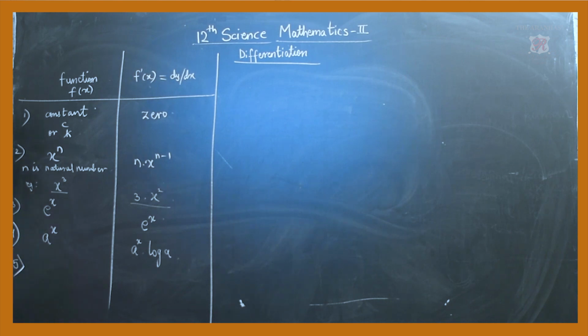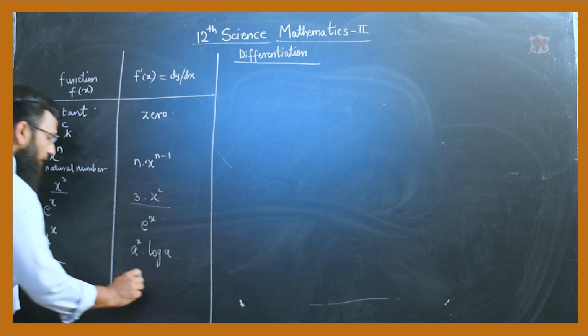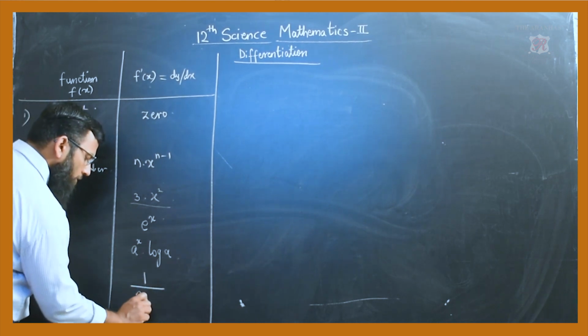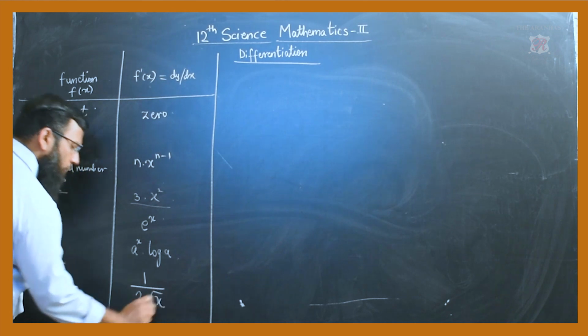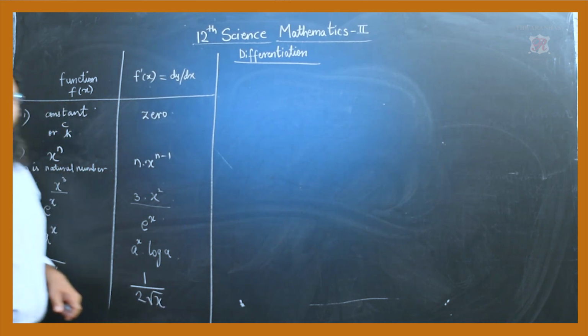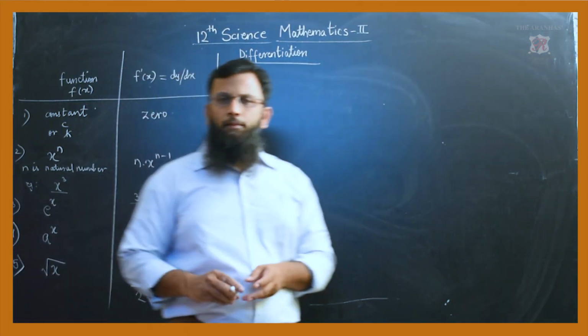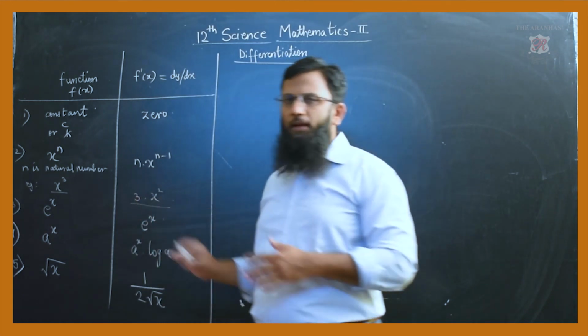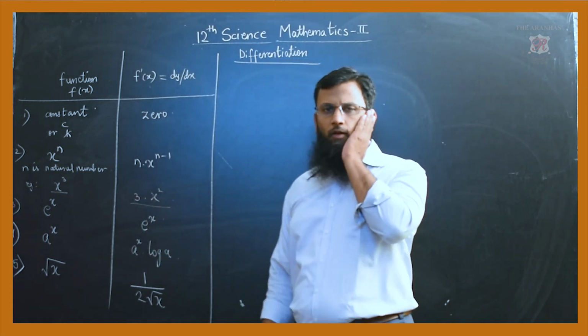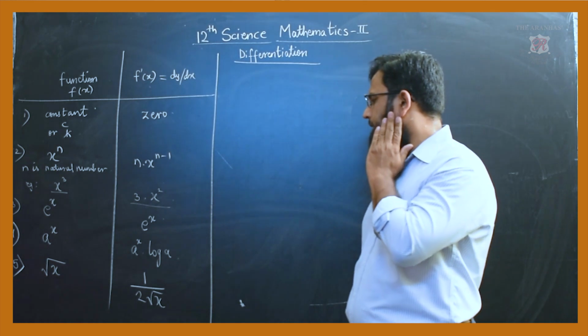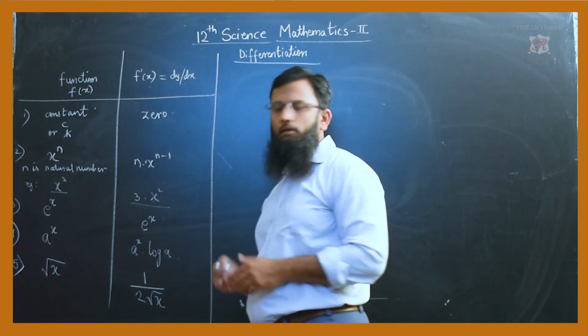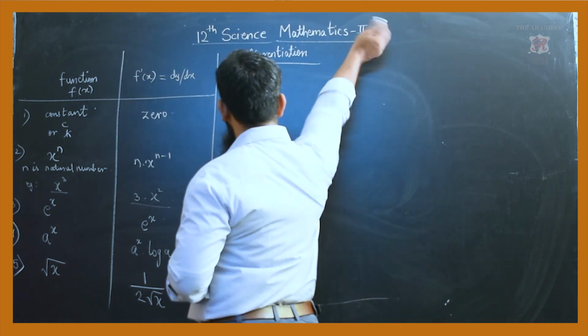Then comes root of x. Root of x will have the derivative 1 upon 2 root of x. This one I can explain to you directly. There is no need of going towards the first principle method. So if it is root x, how do we get 1 upon 2 root x?